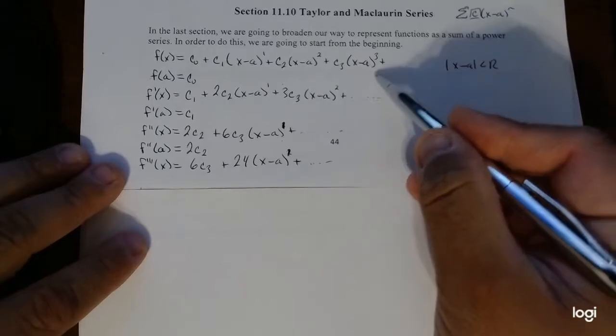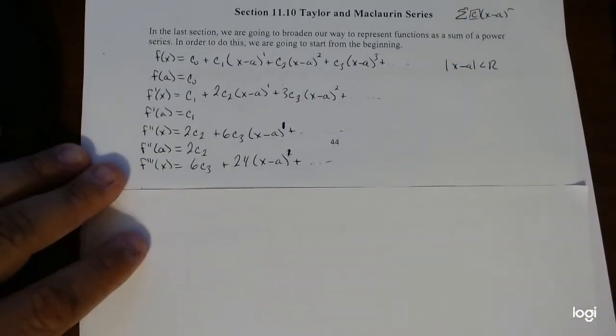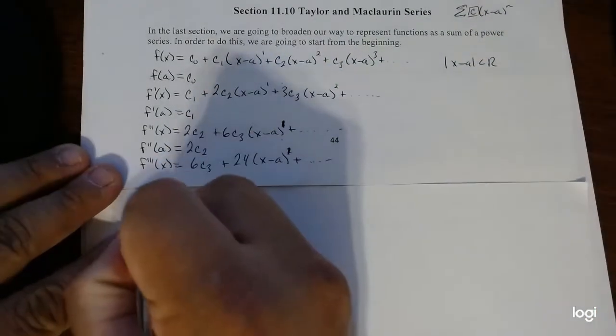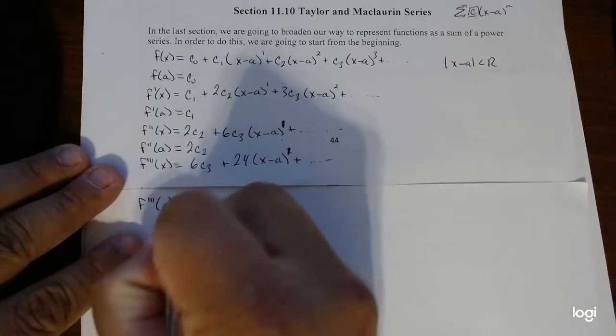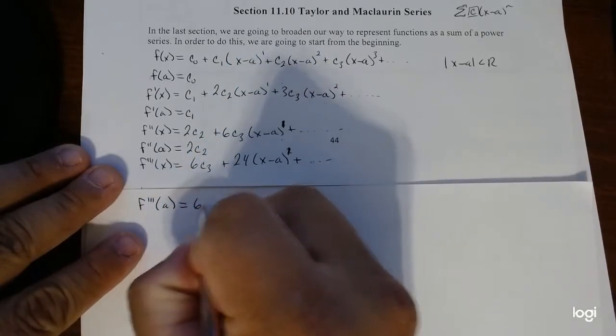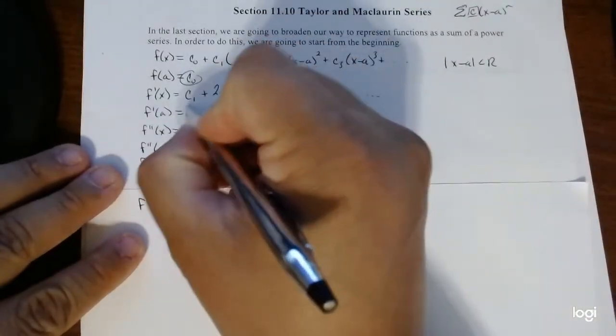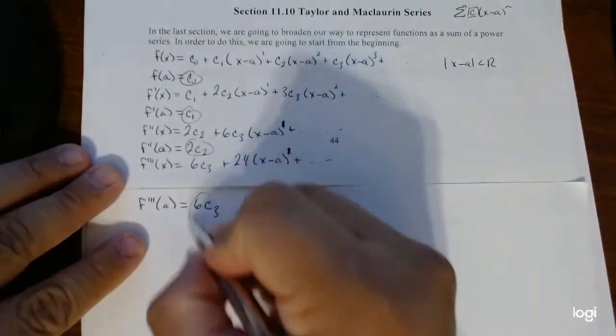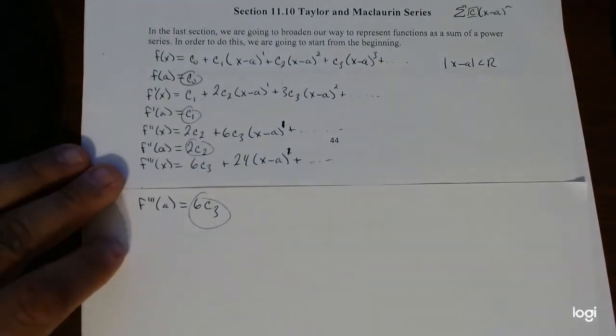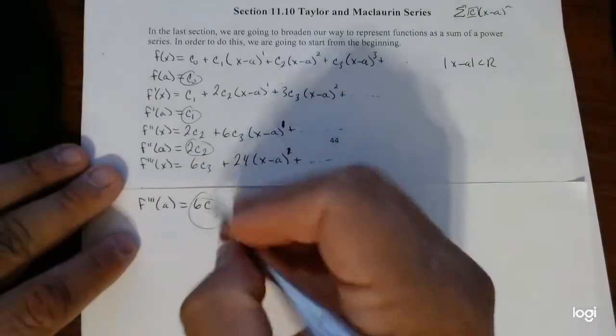So this, if I take the derivative down here, that would have been the fourth term. So again, if you notice, we plug in a into our third derivative. Now this time, it's 6 times c3. So it went from here, here, there, and now there.